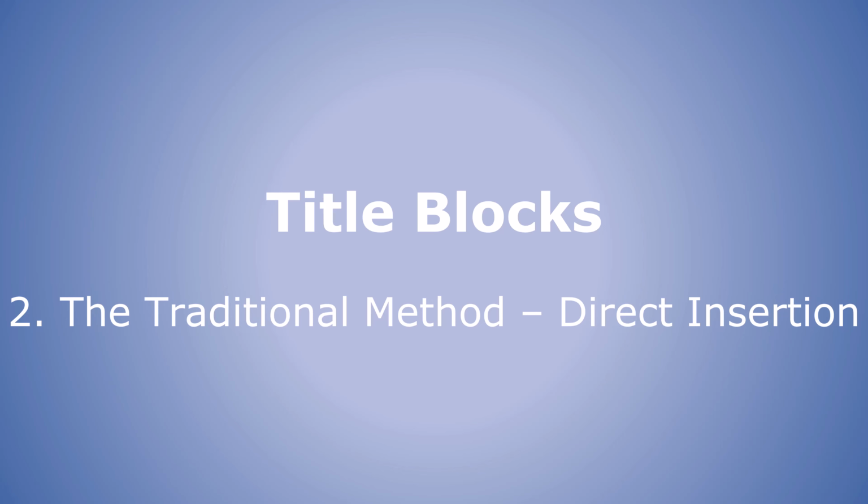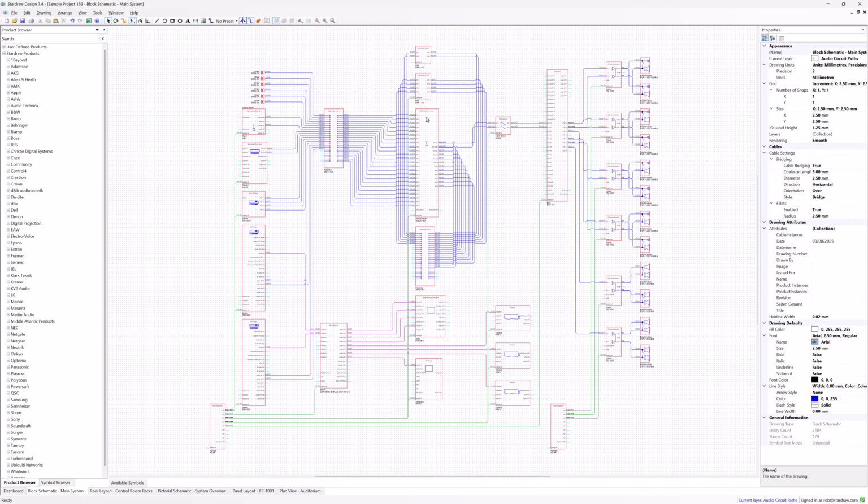In this video, we'll look at applying title blocks using the traditional method, which is direct insertion of the title block into the drawing itself. Having completed a drawing, the final thing I might want to do is add the title block.